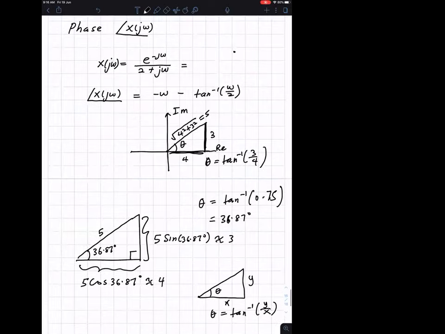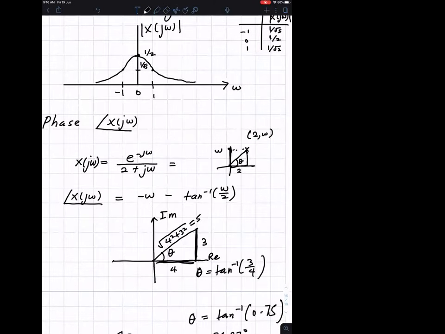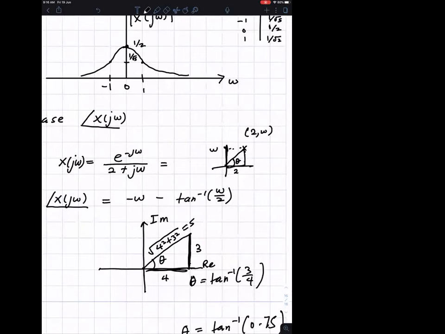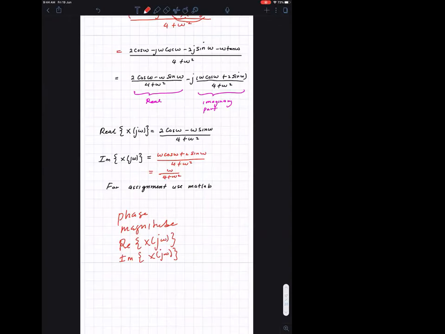Okay, imaginary part. If you draw this for this part here, this is the imaginary part. There's a coordinate here. The coordinate here is 2, omega. That means the real part is 2 and the imaginary part is omega. So this is forming a triangle. So in order to find this theta, it is tangent inverse of omega over 2. Do one more problem quickly.